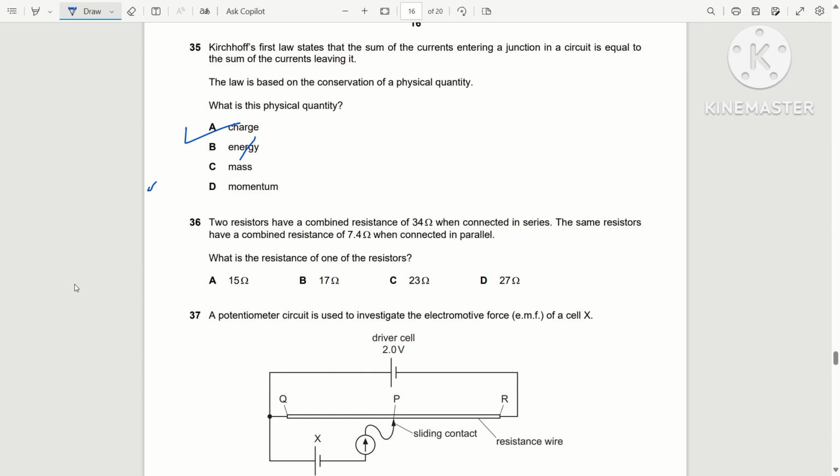Question 36. Two resistors have a combined resistance of 34 ohm when connected in series. The same resistors have a combined resistance of 7.4 ohm when connected in parallel. What is the one resistance?